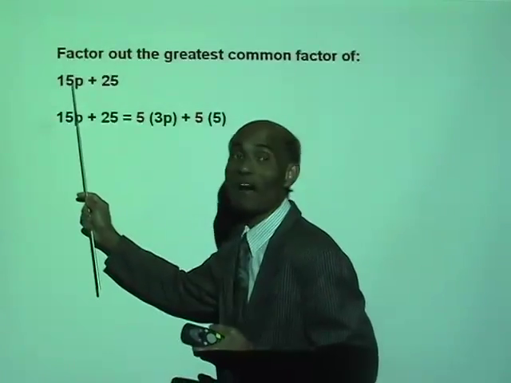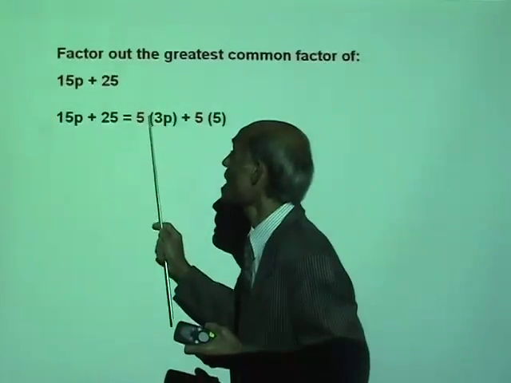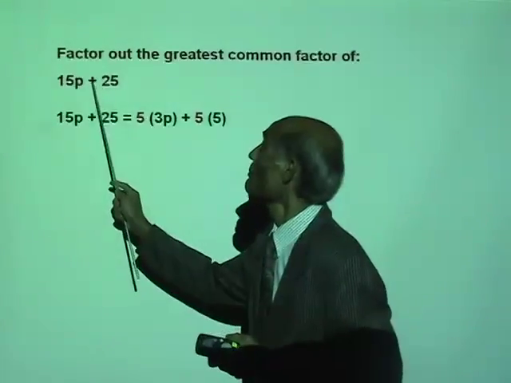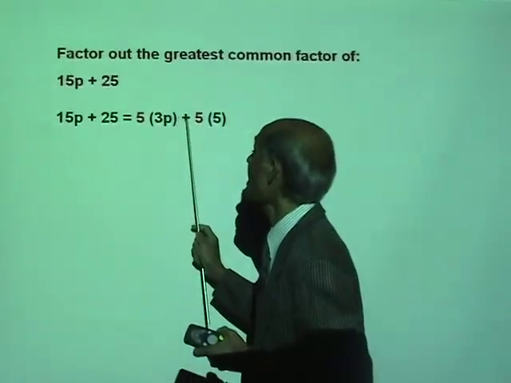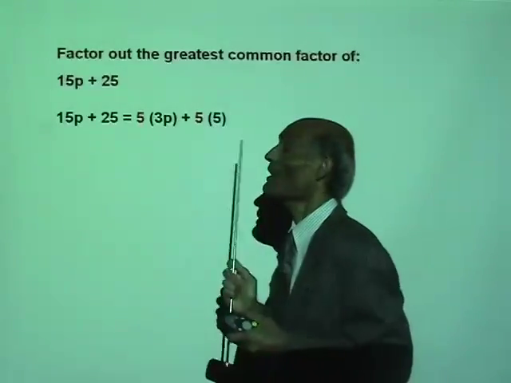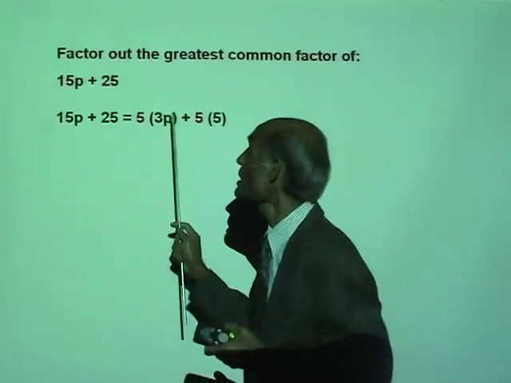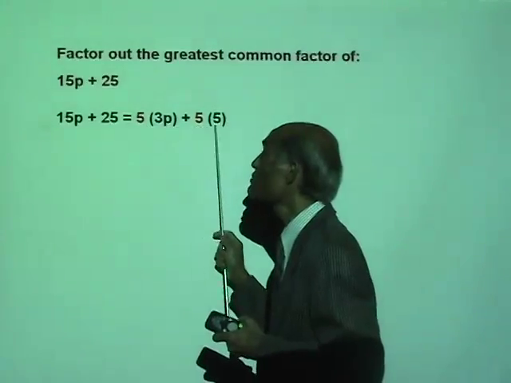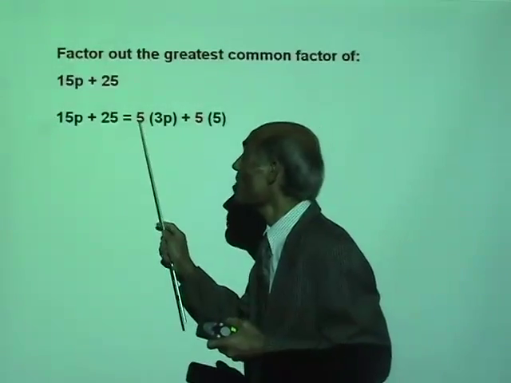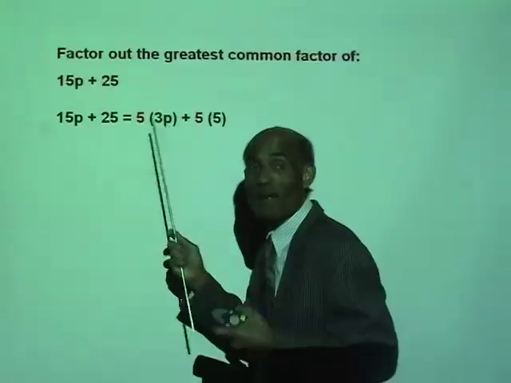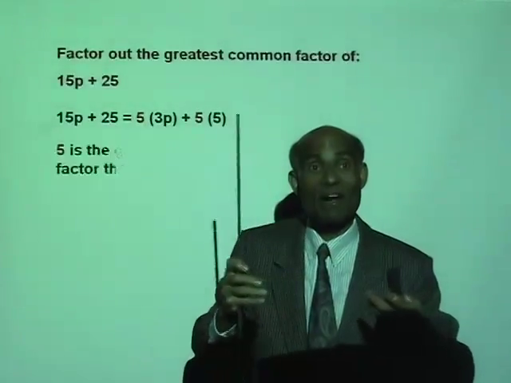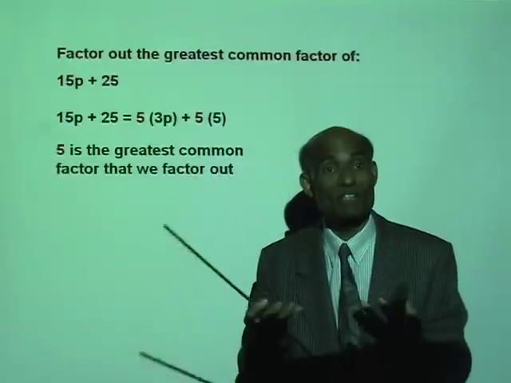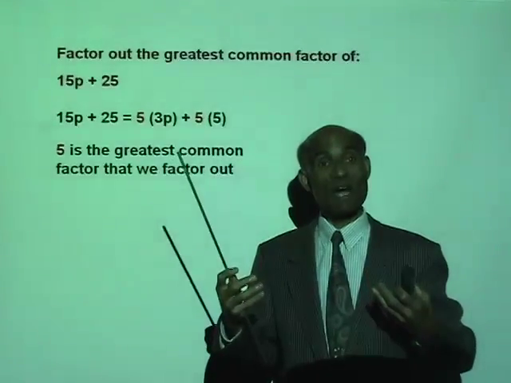15p can be factored as 5 times 3p. Is that right? Yes. Plus 25 can be factored as 5 times 5. Now tell me, what is the greatest common factor between these two terms? 5 is common. That means you can factor that 5 out. So 5 is the greatest common factor that we can factor out.